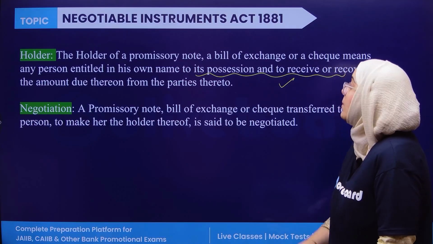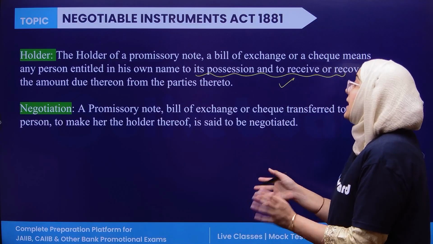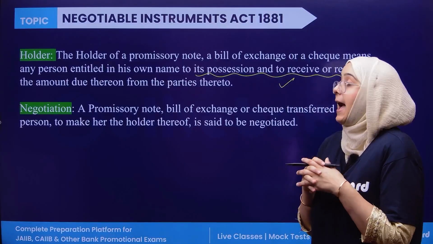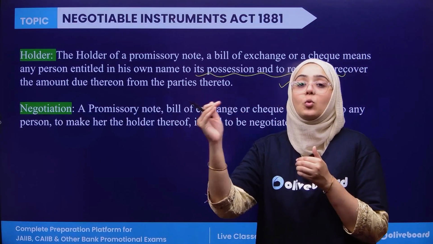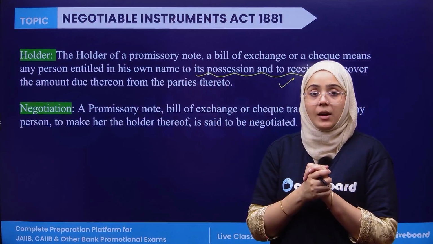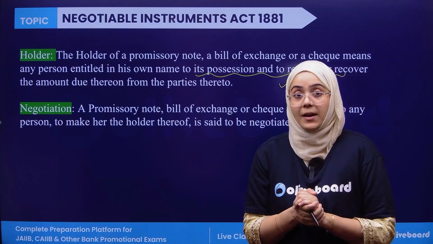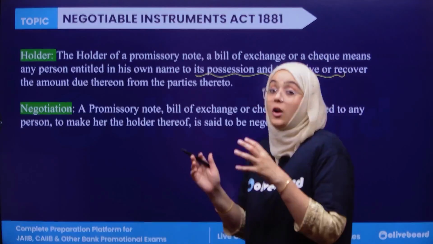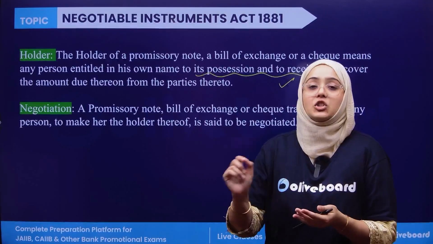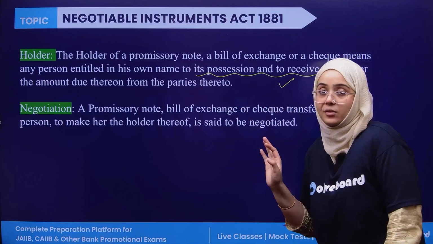A promissory note, bill of exchange, and check can be negotiated, or transferred, to a person to make them the holder. For example, I am the holder of the check. If I negotiate this check to you, it means I have instructed that you are entitled to receive the payment. The holder is the person whose name is written, who is entitled to receive the payment. A holder can endorse or negotiate this check to another one, meaning they can sign at the back of the check saying this person will receive the payment. So that is the holder and negotiation.